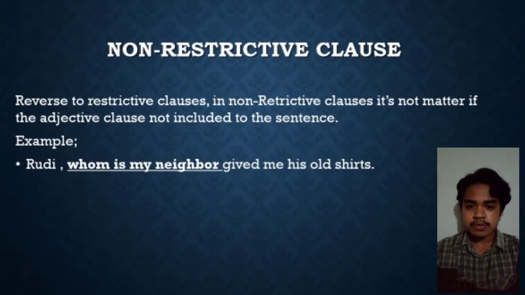The second is the non-restrictive clause. Compared to the restrictive clause, in a non-restrictive clause, it doesn't matter if the adjective clause is not included in the sentence. For example, Rudy, who is my neighbor, gave me his old shirts.